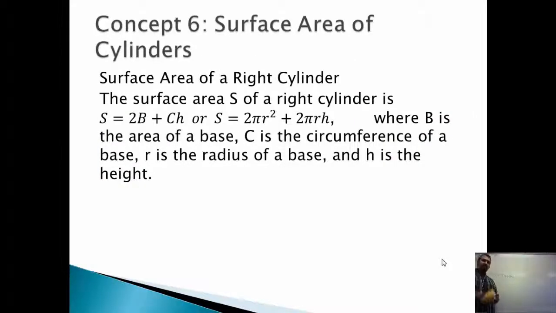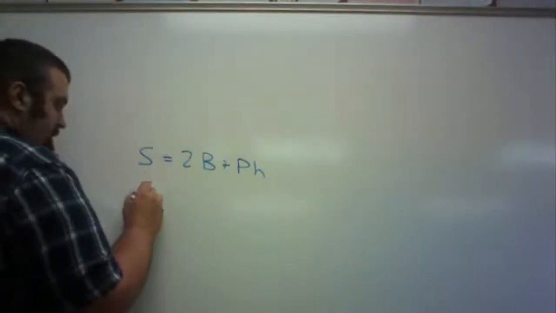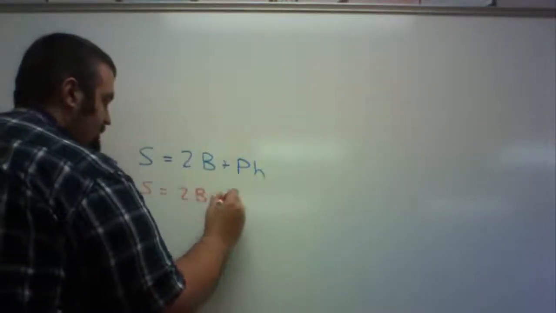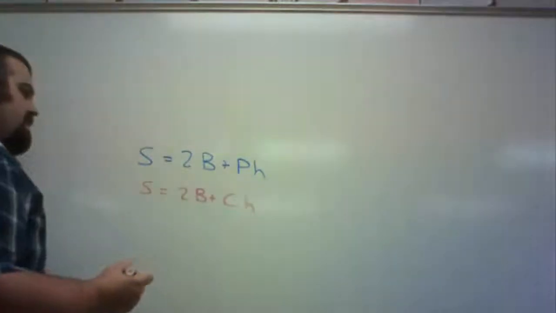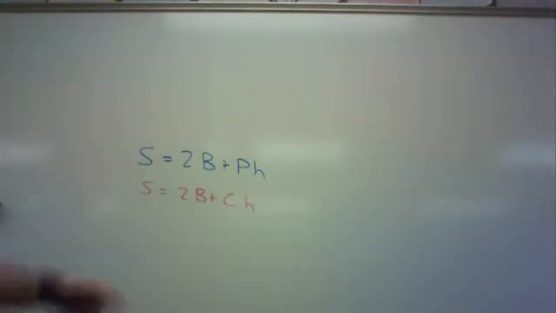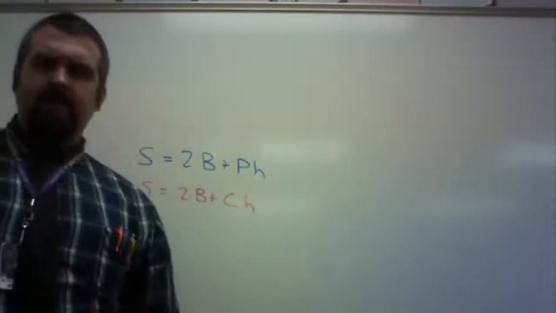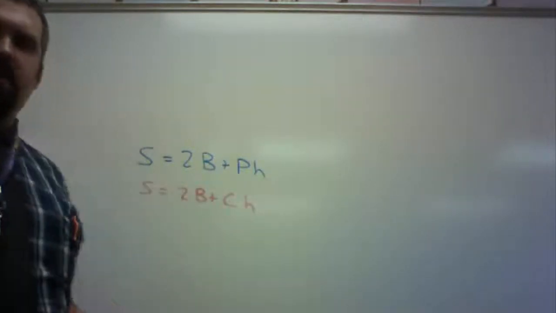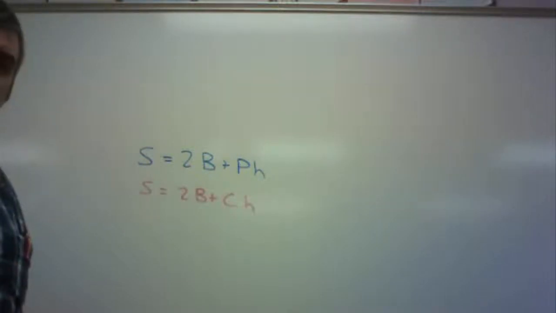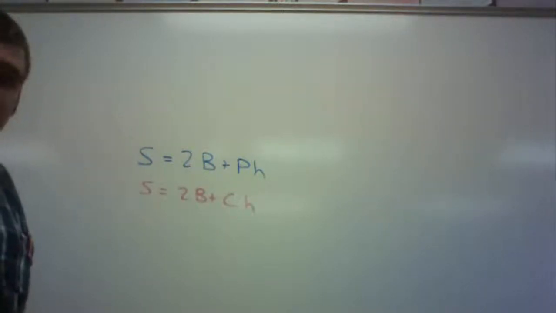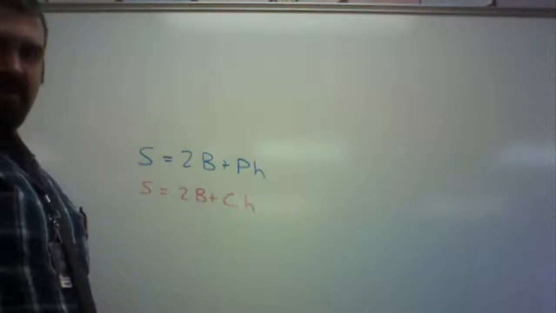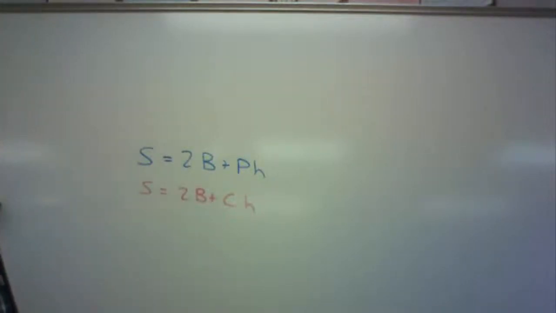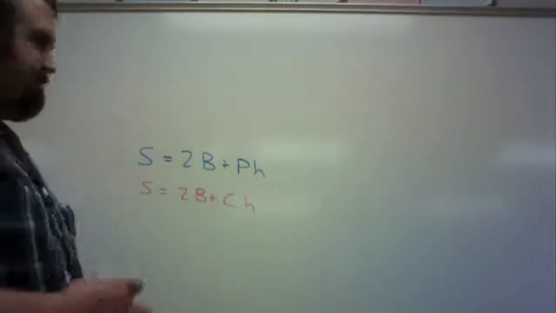So, to find the surface area of a cylinder, here's the equation in red. The surface area equals 2 times the base area plus the circumference times the height. Hold on a second. That's the same equation as the prism. Just instead of perimeter, we call it circumference because it's a different word. That's true. It's the same equation, just instead of saying the perimeter of the circle, we say circumference. Yeah, it's the same exact way to find it.